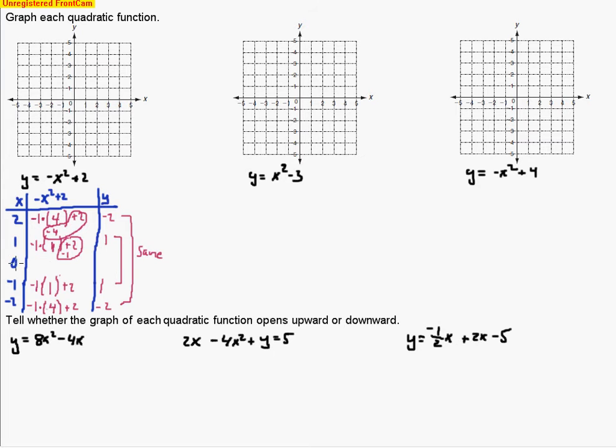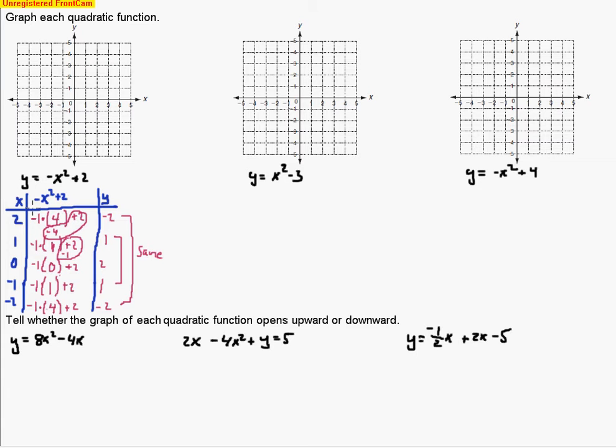Zero is going to be a lone one because there is no opposite of this value. Zero squared is just 0, so there's no opposite of that. And so 0 times negative 1 makes 0, plus 2 makes 2. So we have 2. Now we can plot these points.